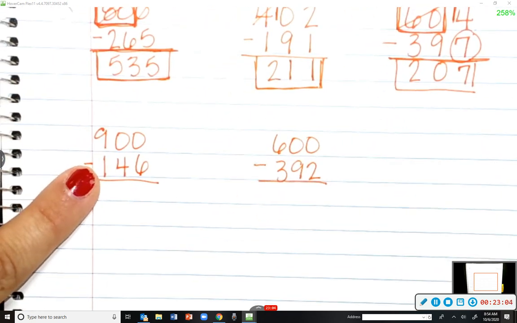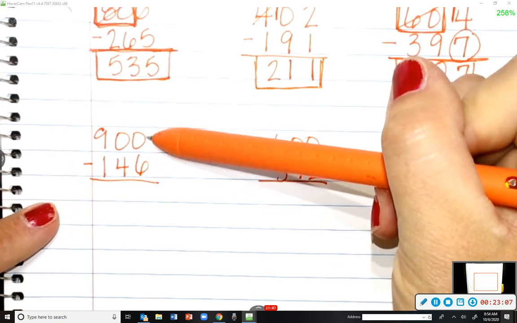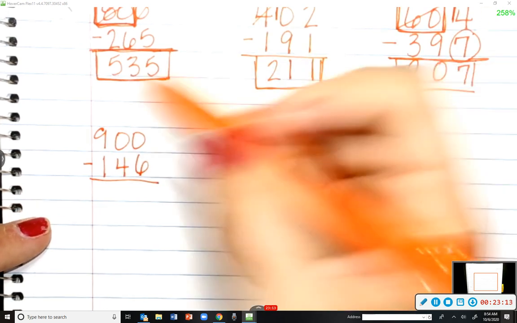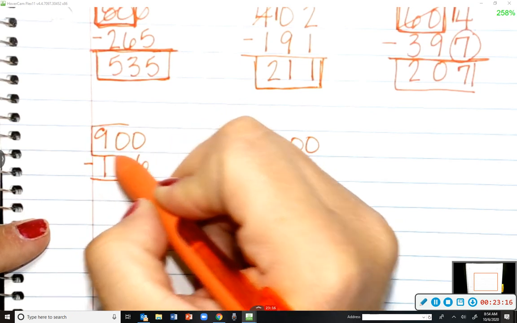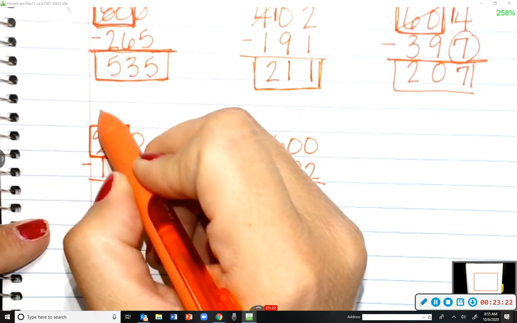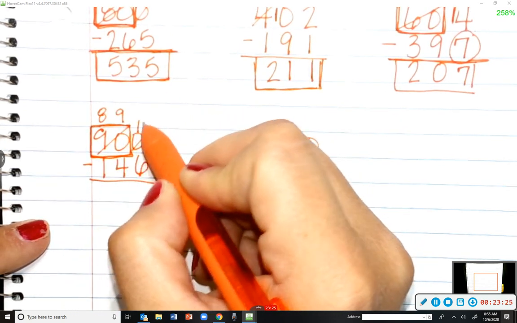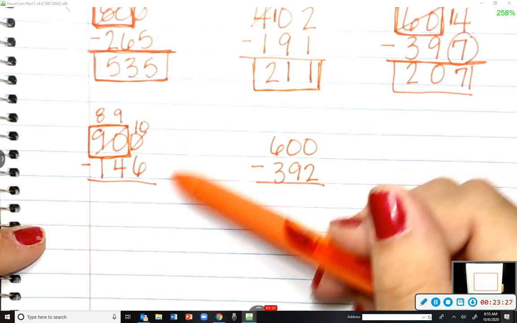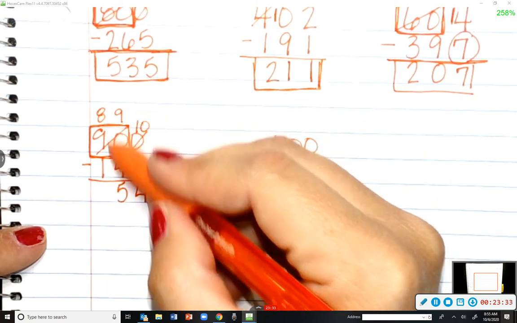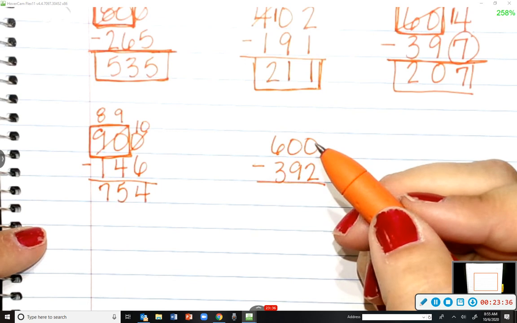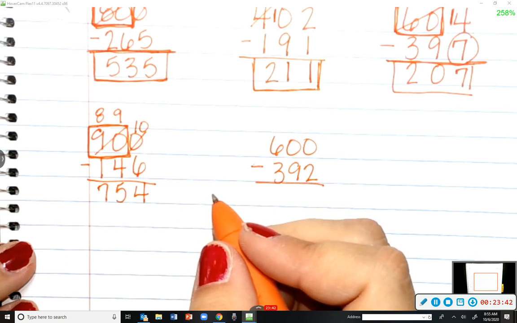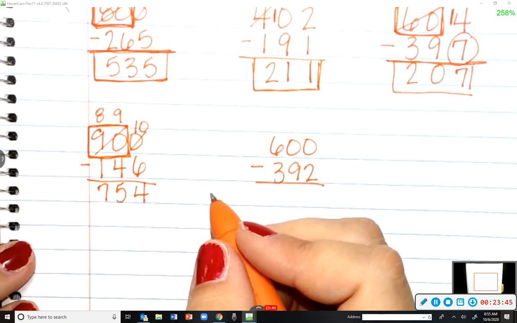Next one, 900 minus 146. We start in the ones place. I can't subtract 0 minus 6, so I need to borrow. Can't borrow from a 0, so we can box the 90. And what does it become? 89. Okay. 10 minus 6 is 4. 9 minus 4 is 5. 8 minus 1 is 7. Okay, any questions on that one? Raise your hand if you got that one right. Good.